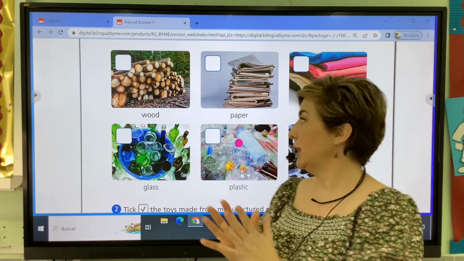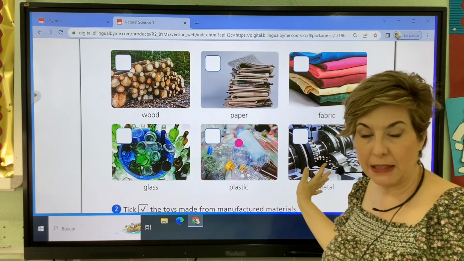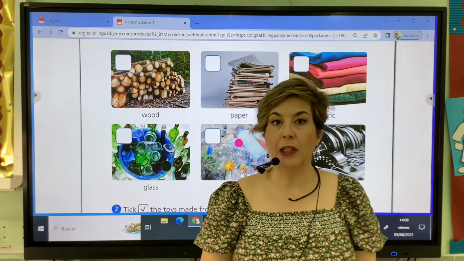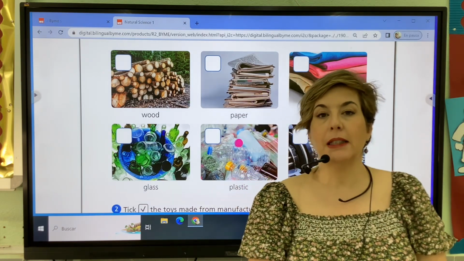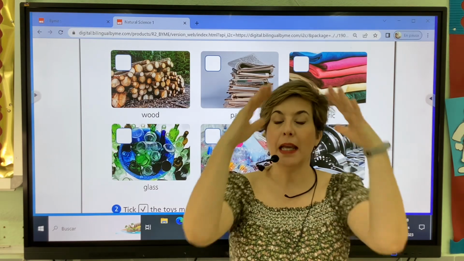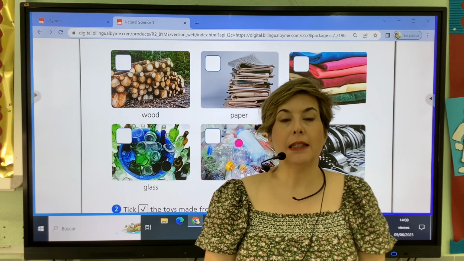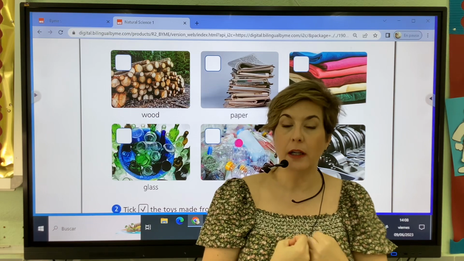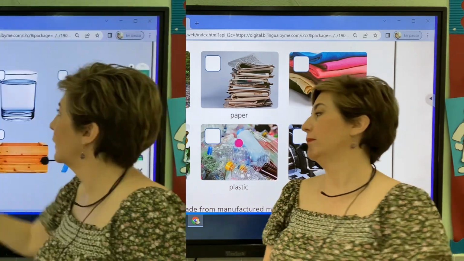Natural materials are going to be wood and metal, and the rest are going to be manufactured materials. So manufactured materials are the materials that we create, that we make in a factory. And naturals are the ones that we obtain from nature, from animals, or from plants.